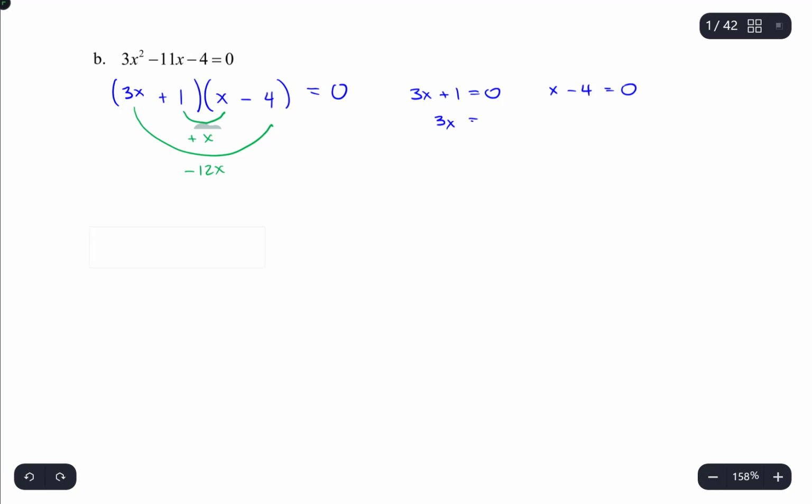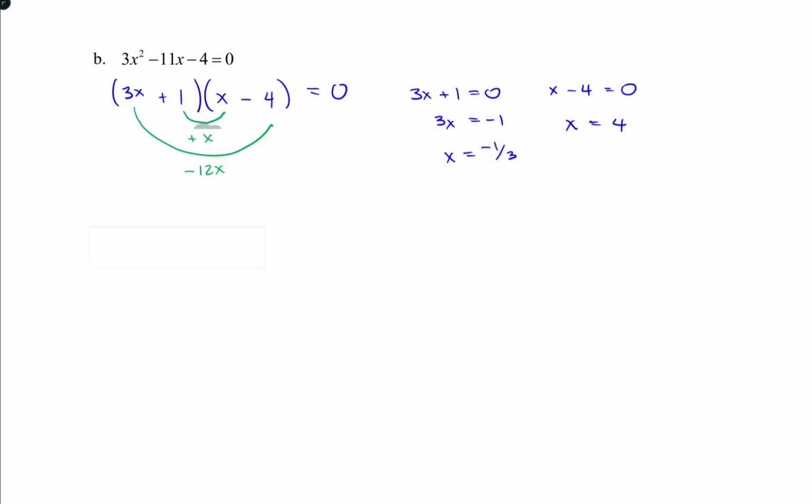All I have to do is get the variable by itself. So in this case here, I'm going to subtract 1 from both sides and then divide both sides by 3. And in the other case, I will add 4 to both sides, and I have my solutions at -1/3 and +4.